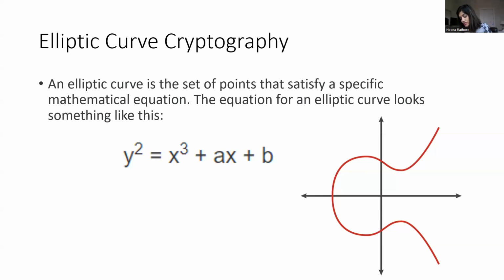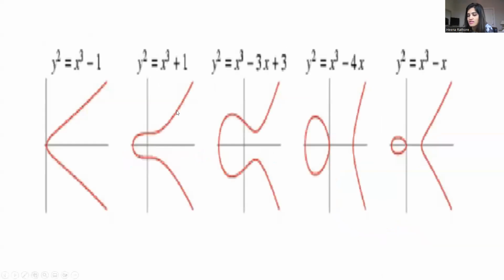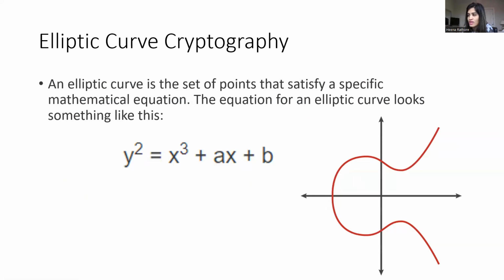So elliptic curve cryptography is based on a mathematical formula, which is y square equals x to the power of 3 plus ax plus b, where these values, a and b, can be changed. So let's suppose I substitute a value as 1 and b value as -1. So y square becomes x cube plus x minus 1.